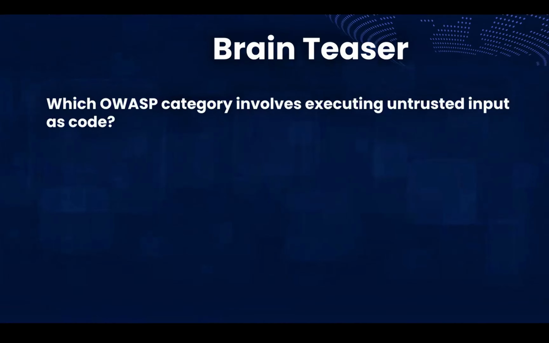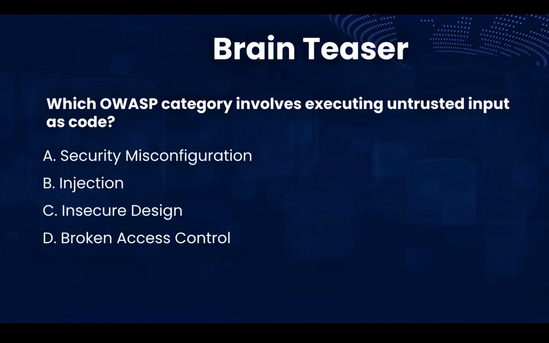Here is the question. Which OWASP category involves executing untrusted input as code? Here are the options. Pause your video, read through the options, pick your answer and drop it in the comments, then come back to play the video. So what's the correct answer? The correct answer is B, which is injection.